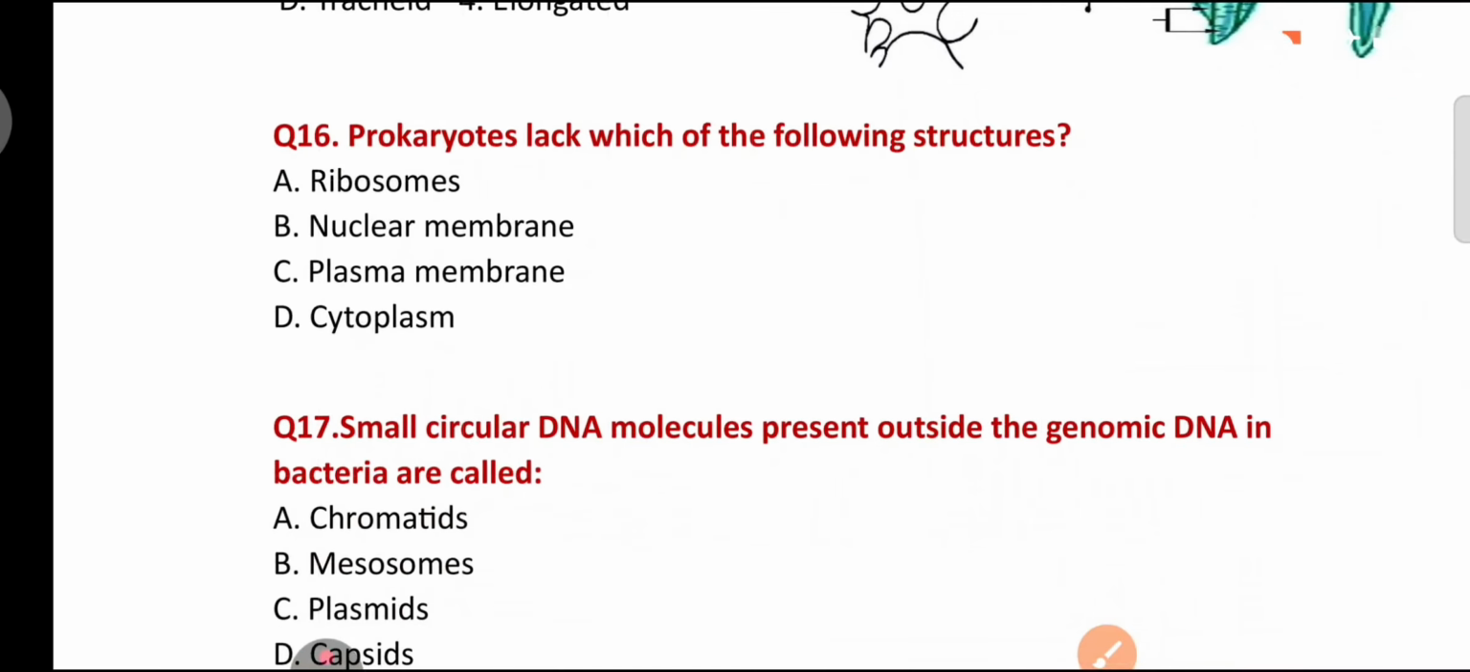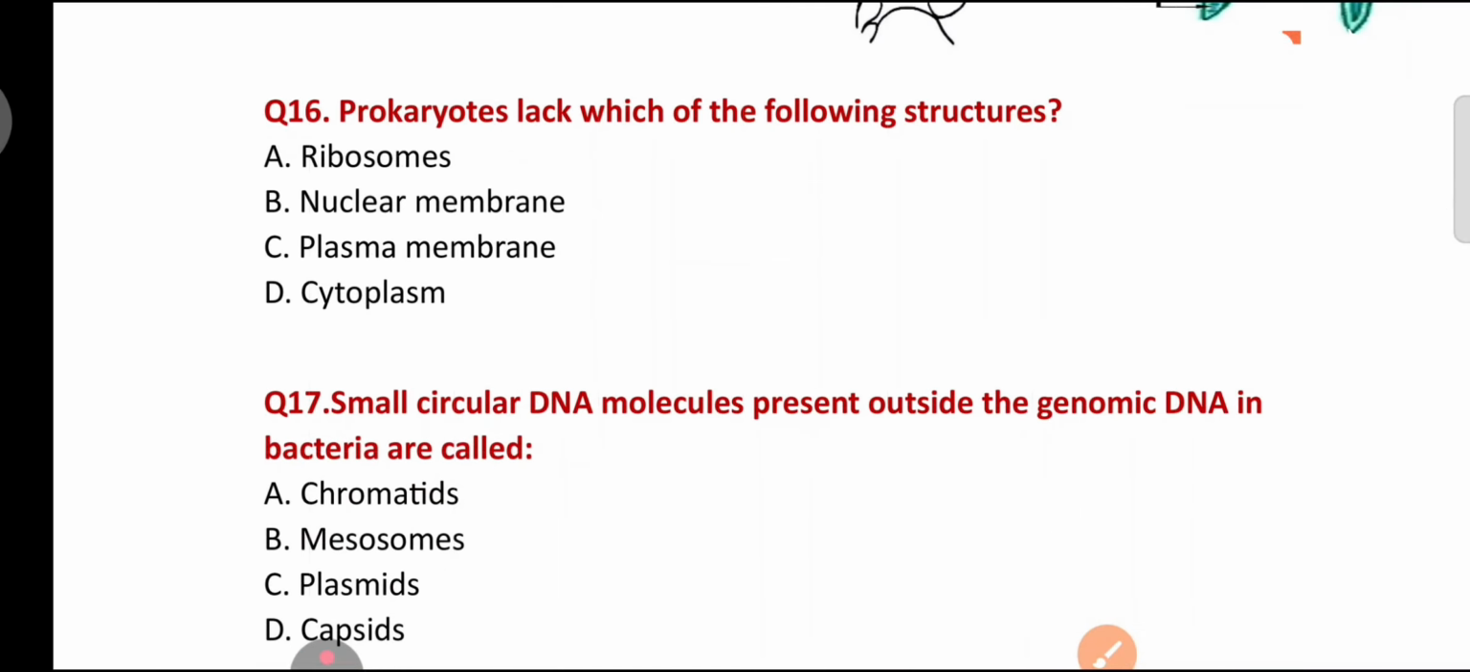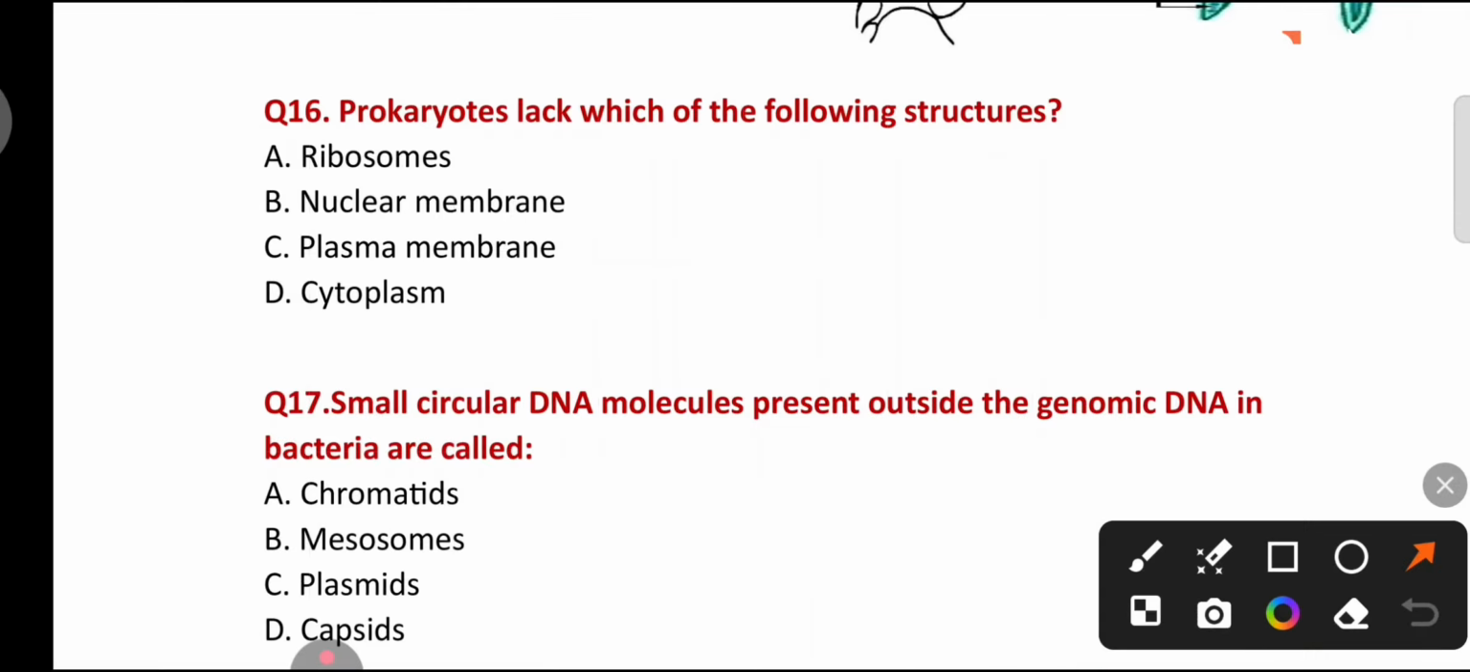Prokaryotes lack which of the following structures? Ribosomes, nuclear membrane, plasma membrane, cytoplasm. Prokaryotes lack nuclear membrane. Ribosomes, plasma membrane, and cytoplasm are present in prokaryotes.